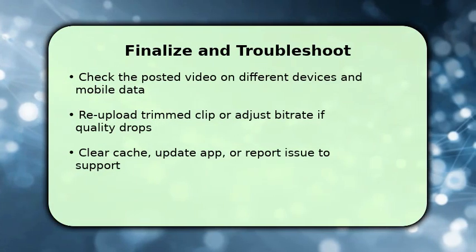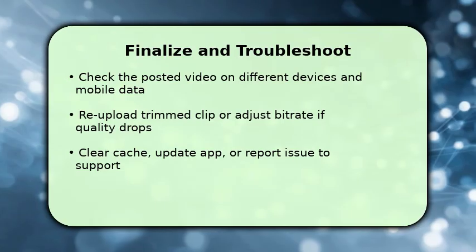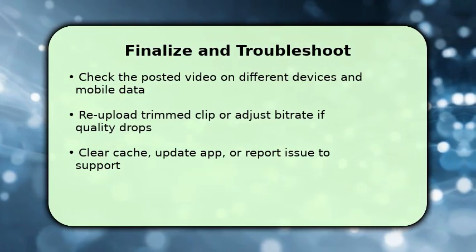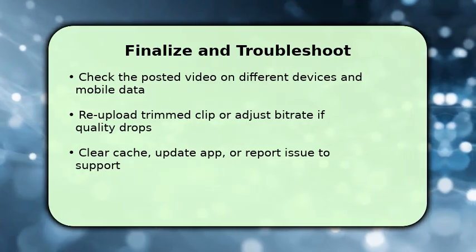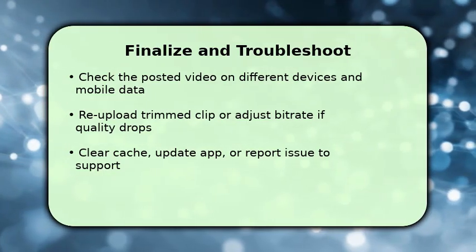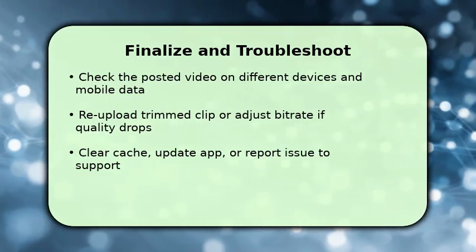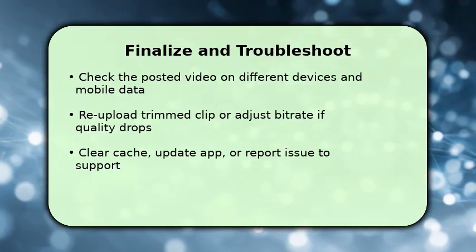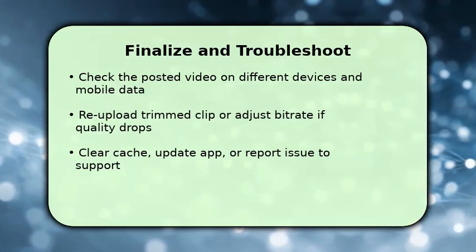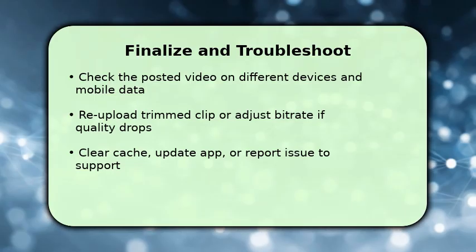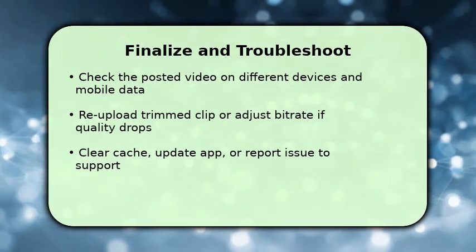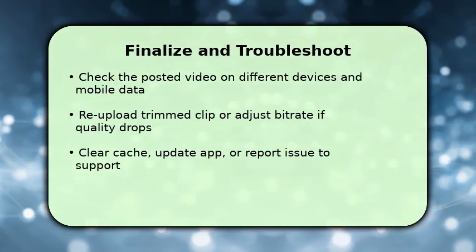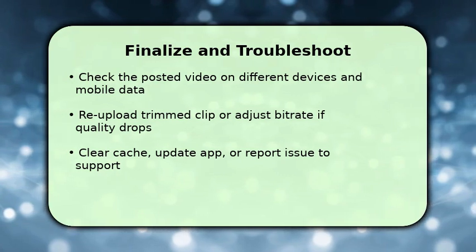Finish by verifying playback and handling problems if quality dips. After posting, view the video on several devices and on cellular data to see how Twitter serves it. If you notice artifacts, trim a few seconds and re-export at a slightly higher bitrate or lower resolution. Sometimes smaller files compress better. Make sure to clear the app cache and update Twitter. If the problem persists, report the issue with a concise example clip. This troubleshooting loop helps you find a stable upload method quickly.